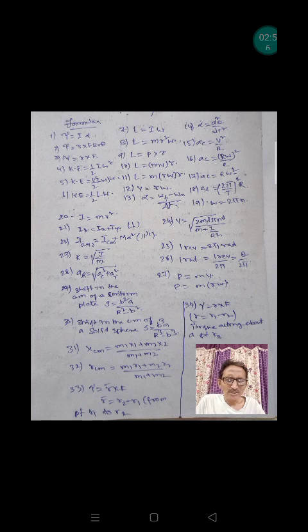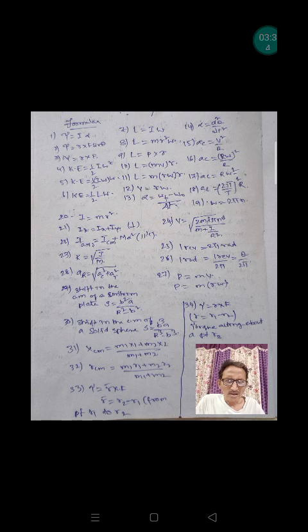L is equal to M. V means R omega. So formula number 11, L is equal to M into R omega into R. So R into R is R square. That comes to the formula number 8, L is equal to M R square omega. Only a change of one word will change the entire formula. V means R omega. We can take V is equal to R omega, and replace it in formula number 10.